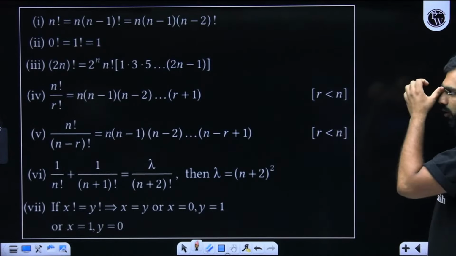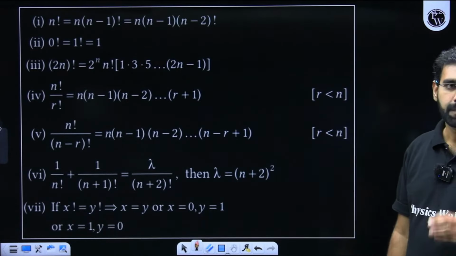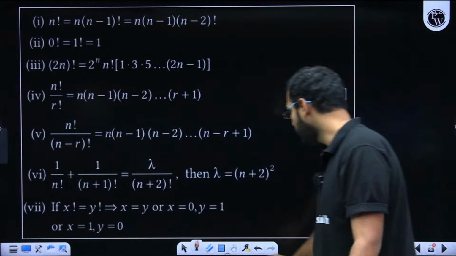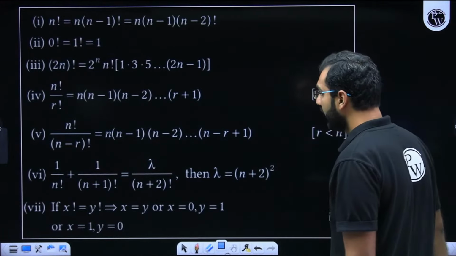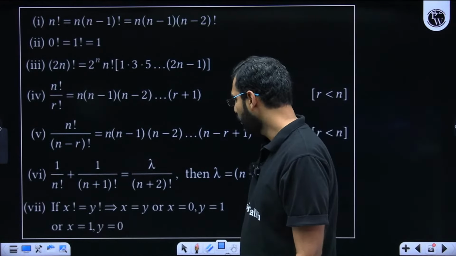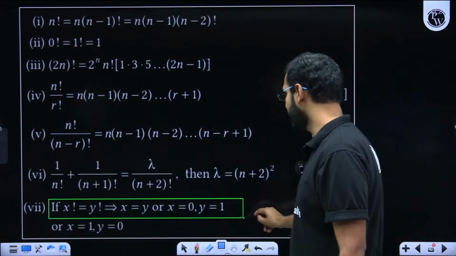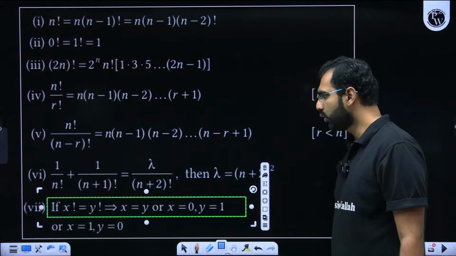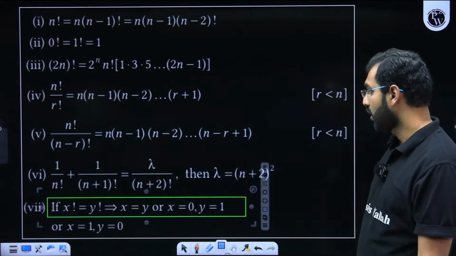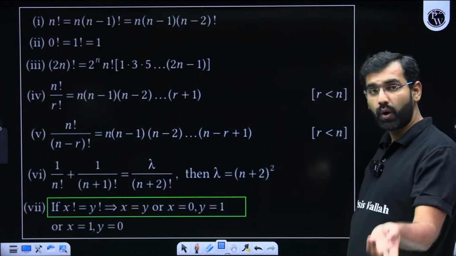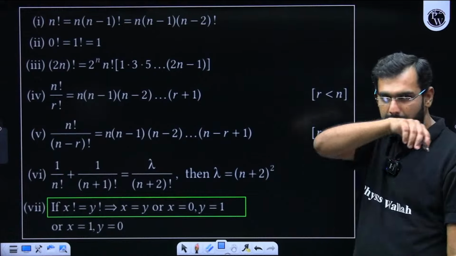Now, these are the formulae of factorial. How do we use them? Some crucial ones, some important ones, if I could highlight. This one. Which one? If x factorial is equal to y factorial, then we all know either x could be y, or x could be 0 and y could be 1, or x could be 1 and y could be 0.